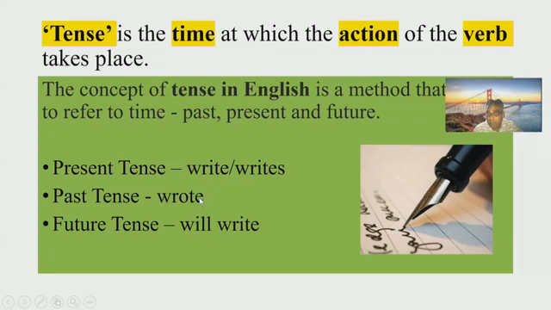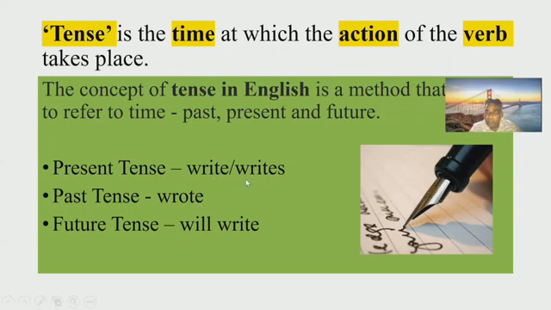It becomes past. And when you come to future, you retain the same verb, but you will add will before it. Will write. I will write. He will write. She will write. They will write. So it remains the same for all persons. And even in the past tense, it remains the same for all persons. I wrote, you wrote, he wrote, they wrote. But only in the present tense, we find this change, write and writes.